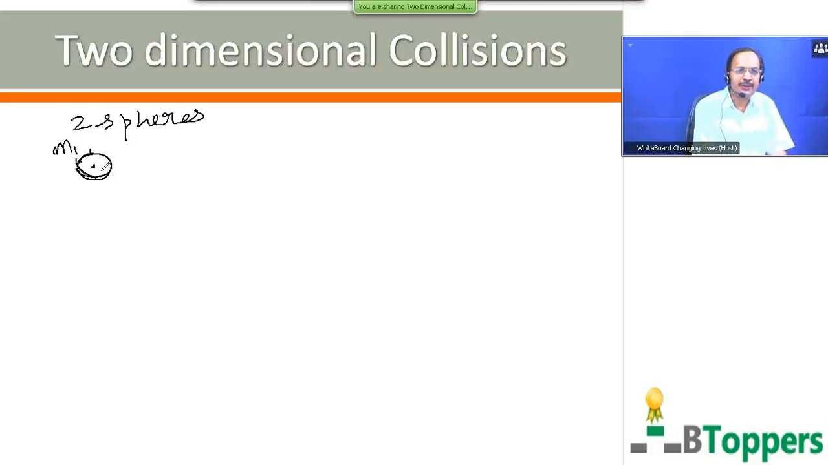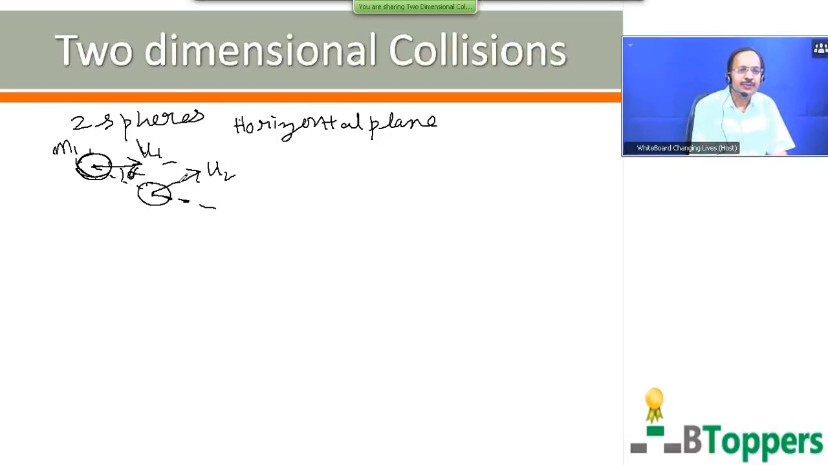So let us consider two uniform spheres of masses m1 and m2 with smooth surfaces resting on a smooth horizontal plane. The diagram I am showing in the figure is in the horizontal plane, so the weight of each sphere is balanced by the normal reaction force from the smooth plane. Let u1 be the velocity of the first sphere, which makes some angle alpha, or we can denote it by any other symbol, and u2 be the velocity of the second sphere, which may make some angle beta with the line joining the centers of the two spheres.